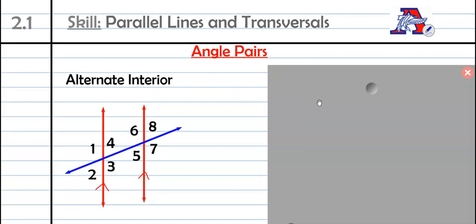So our first special set of angles are our alternate interior angles. What the heck does that mean? Okay, well, alternate means alternating, or opposite sides of the transversal. And interior, I think we know what interior means. Interior means on the inside, but it means on the inside of the parallel lines.